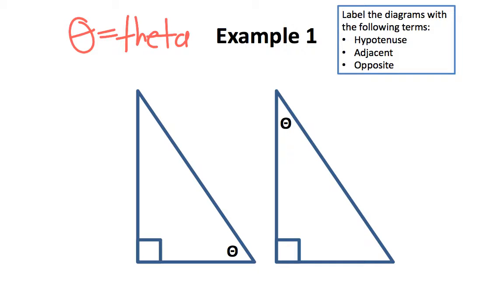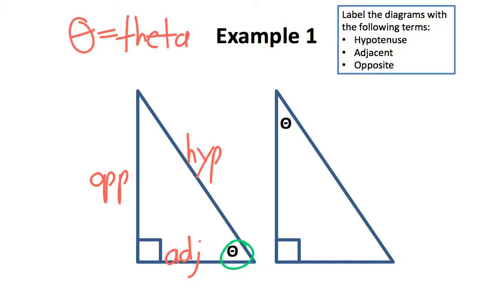Take a look at the triangle to the left. I want you to take the point of view of theta. That would mean this side, which is the longest side, is the hypotenuse. This side would be the opposite side to theta, and this side would be an adjacent side. Adjacent can be thought of as beside, and opposite can be thought of as across.